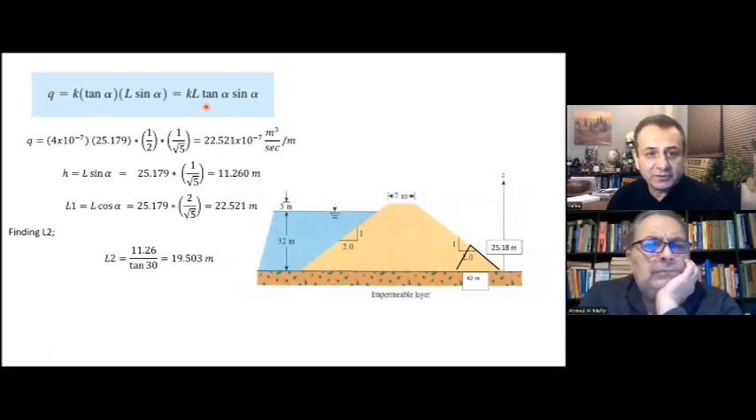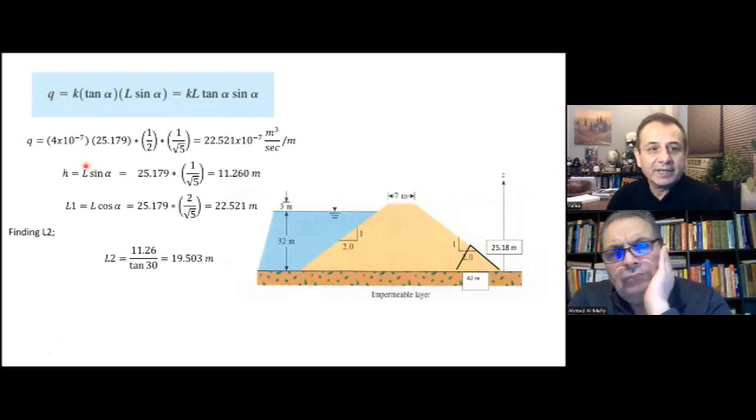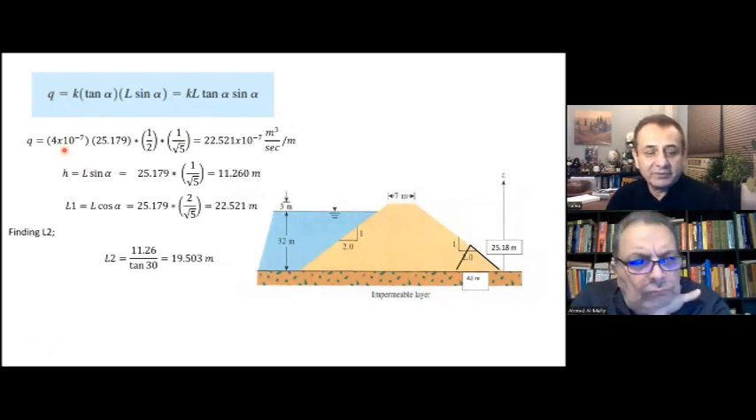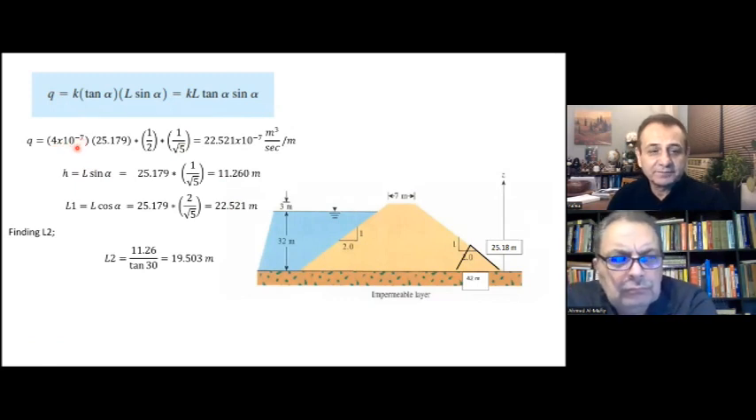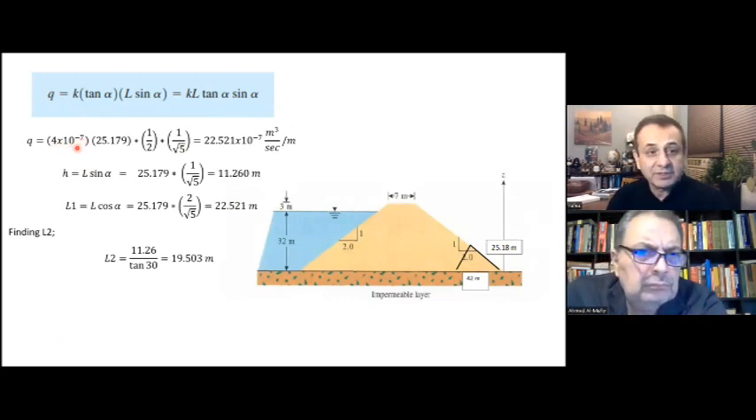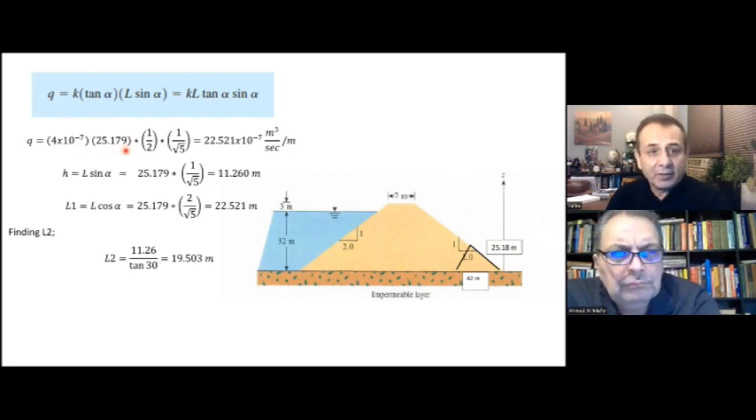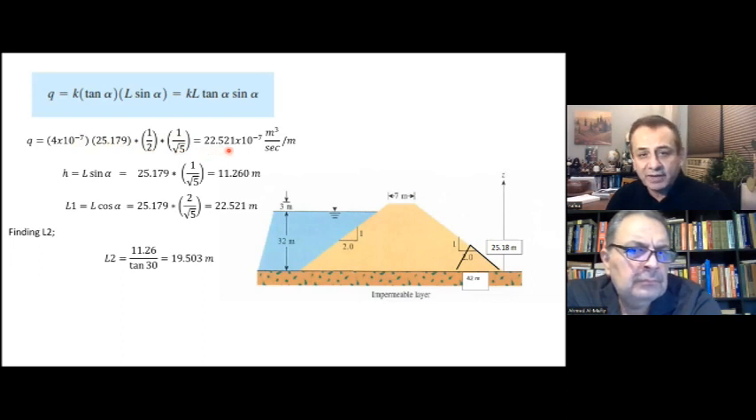This is the equation for the seepage flow, plugging in the K value. Now, if you remember, the K was 4 times 10 to minus 4. We change it to meter by dividing by 1,000. And we have L 25.179, and we have tan alpha and sine alpha, and that gives me the Q value 22.52 times 10 to minus 7 meter cube per second per meter perpendicular, or per meter length of the embankment. All right.